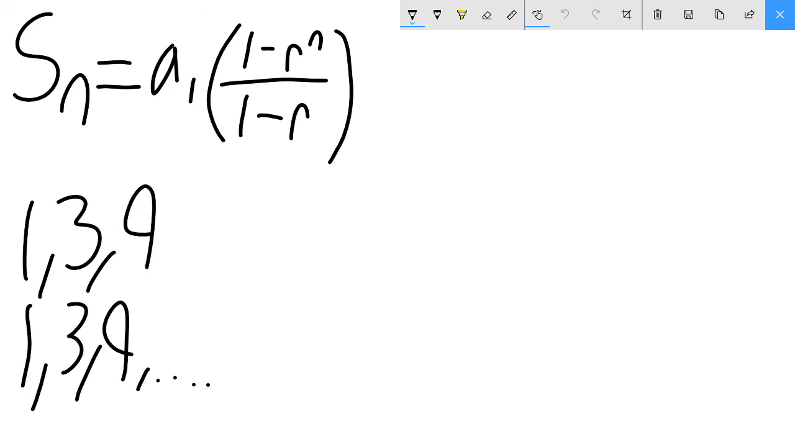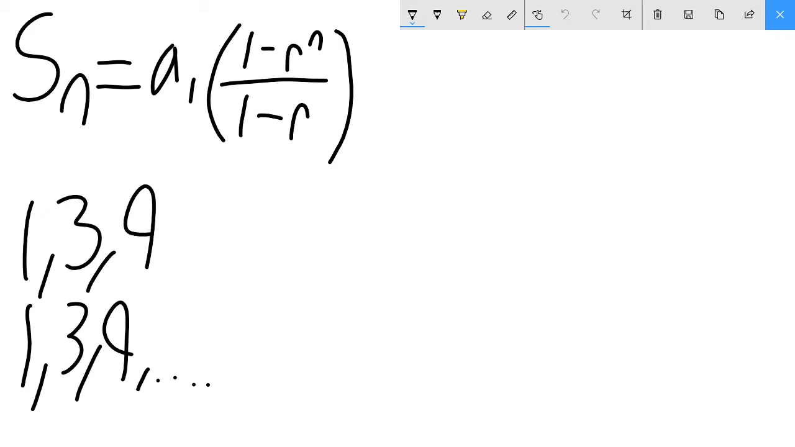Then there's an infinite geometric sequence, where there are infinite terms, like 1, 3, 9, 27, 81, where it keeps going and going until it basically reaches infinity. So it's impossible to find the sum of a sequence that has infinite terms, but you can find the sum of a sequence that's shorter and doesn't have infinite terms.